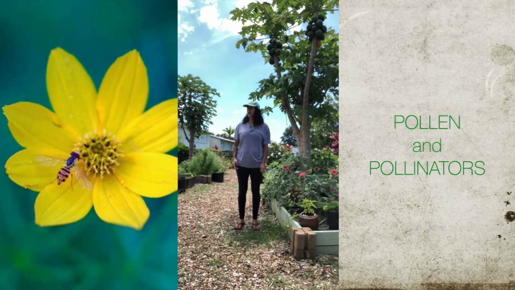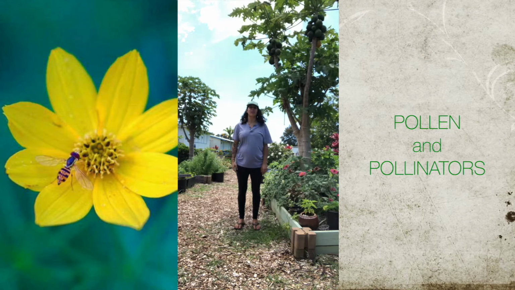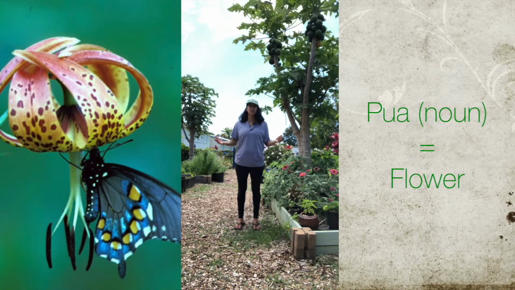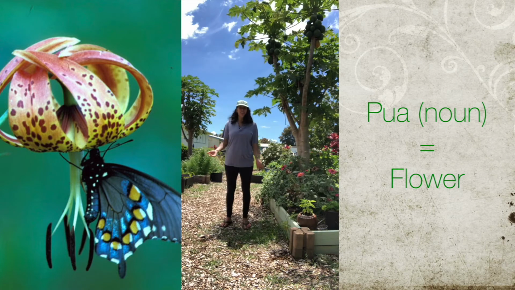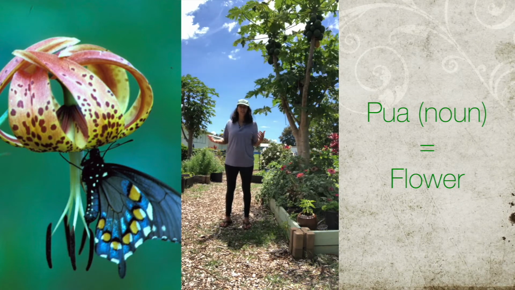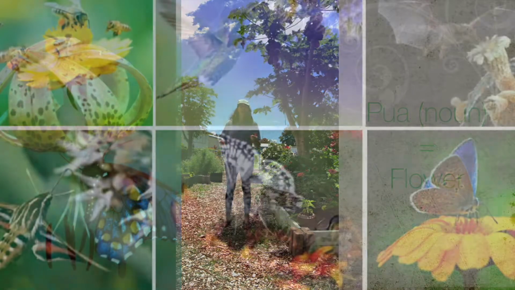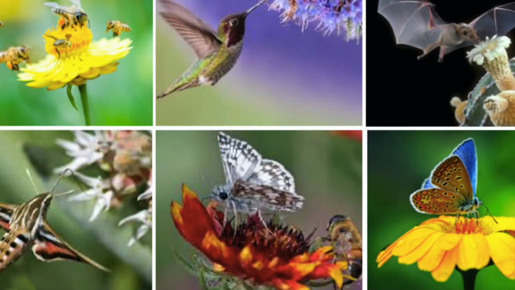Do any of you know what a flower is called in Hawaiian? It's a pua. Pua means flower. So today we're going to explore a bunch of different puas in the garden, and we're going to talk about why they are so important to have in your mala. So follow me.